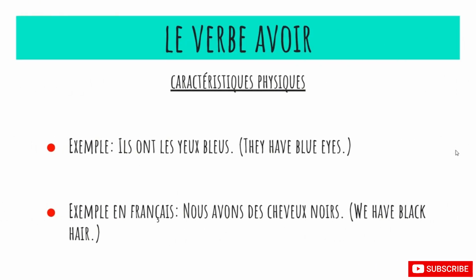Pour des caractéristiques physiques, ils ont les yeux bleus. They have blue eyes. Nous avons des cheveux noirs. We have black hair.